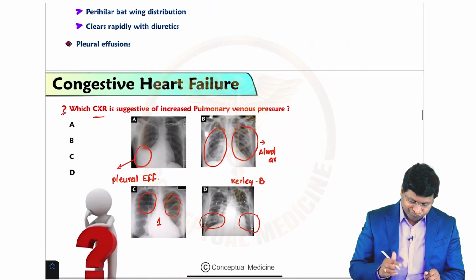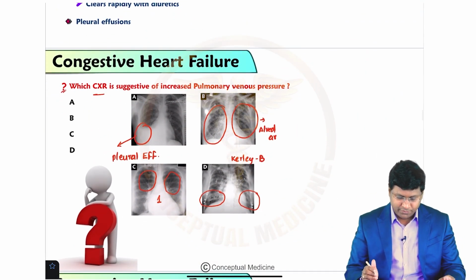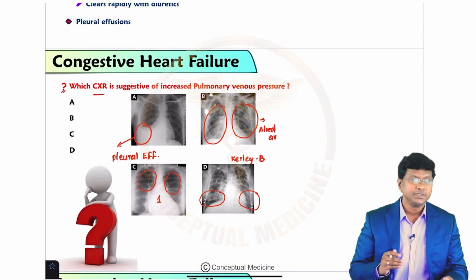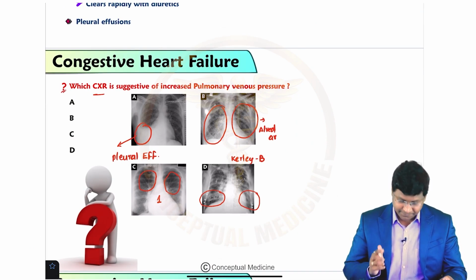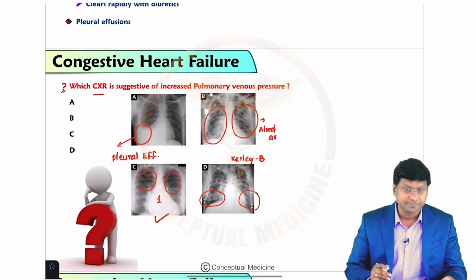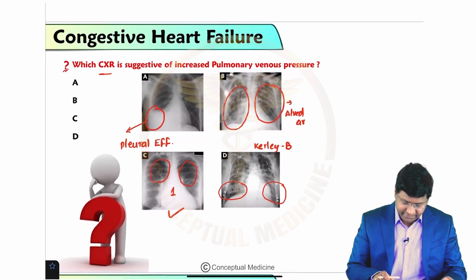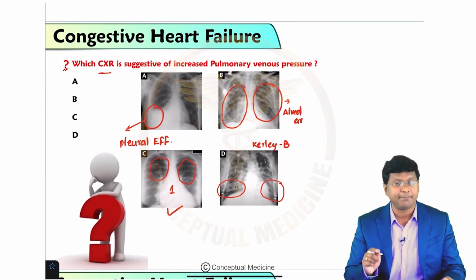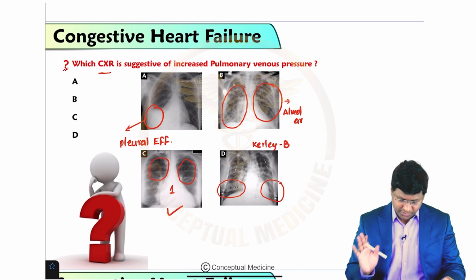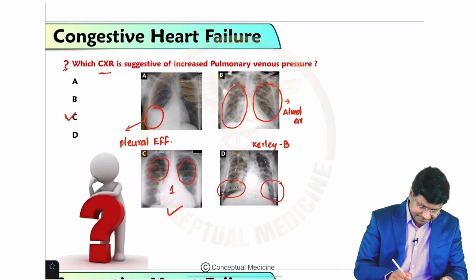So which chest X-ray is suggestive of increased pulmonary venous pressure? Right, A, B, C, D. So that will be the first option. Because of the increase in the pulmonary venous pressure, there will be dilatation of the upper lobe veins. So the answer is C.